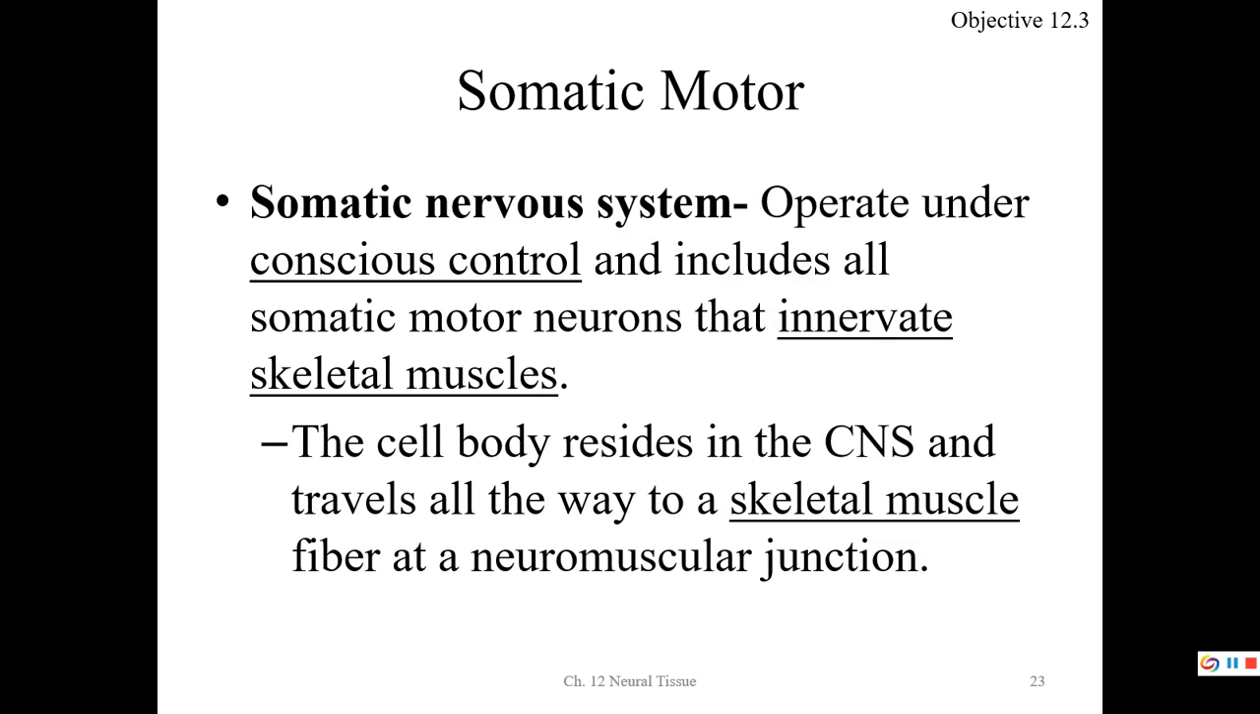The somatic nervous system is under conscious control, and includes all your somatic motor neurons that control any skeletal muscle. Their cell bodies are in the CNS, and they travel to the neuromuscular junction. So the cell body always resides in the CNS somewhere, in a motor nucleus in the brain or spinal cord.